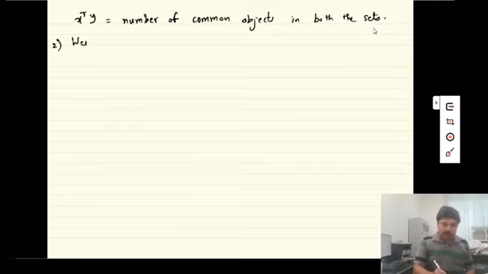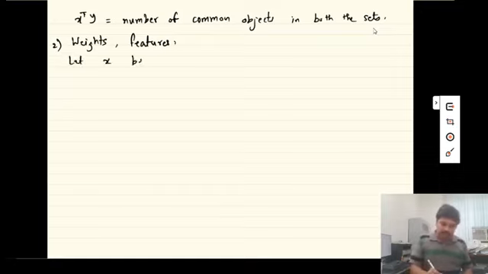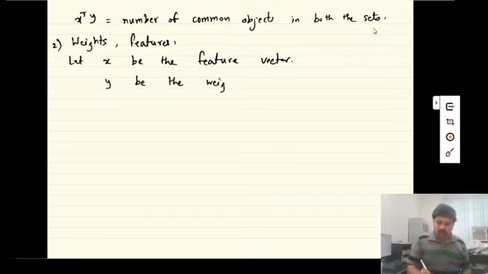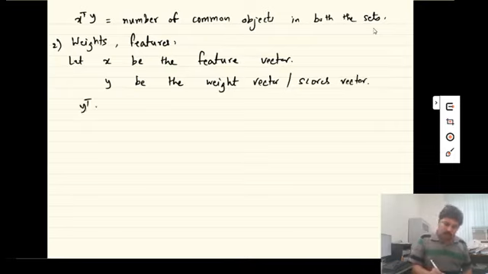The second application is weights and features. What happens here? Suppose x is the feature vector, and let y be the weight vector or scores vector. Then what does y transpose x represent? That's the question we are asking.